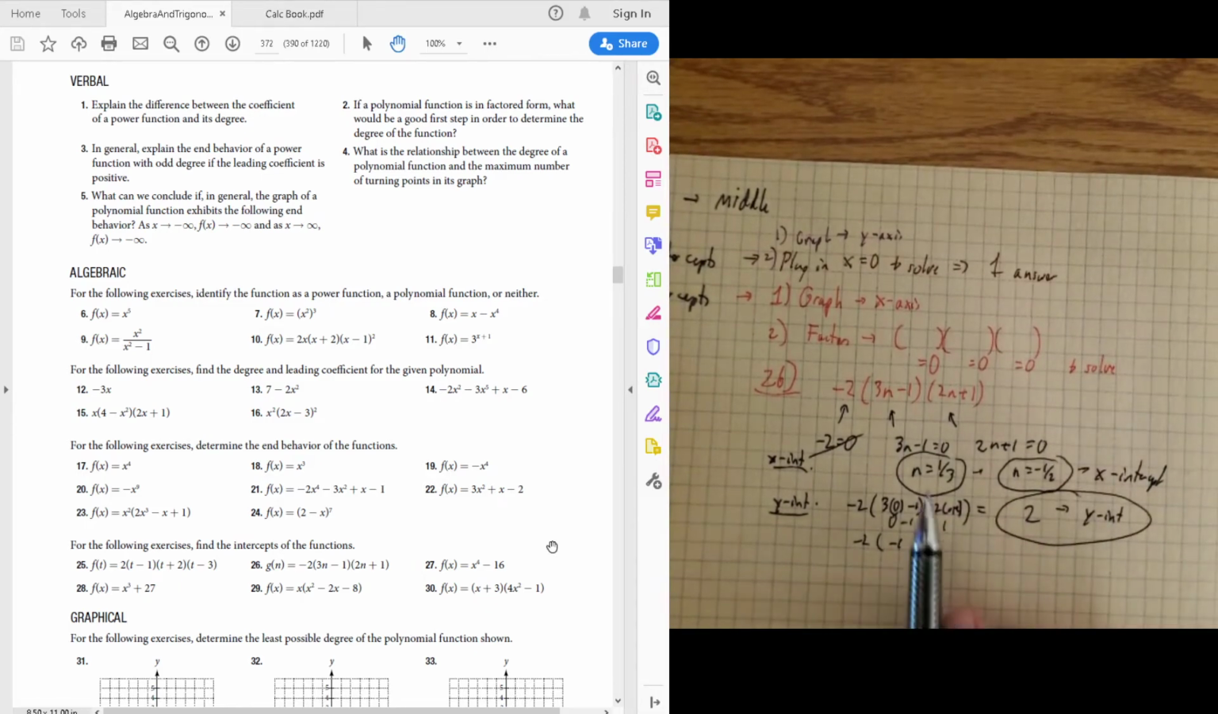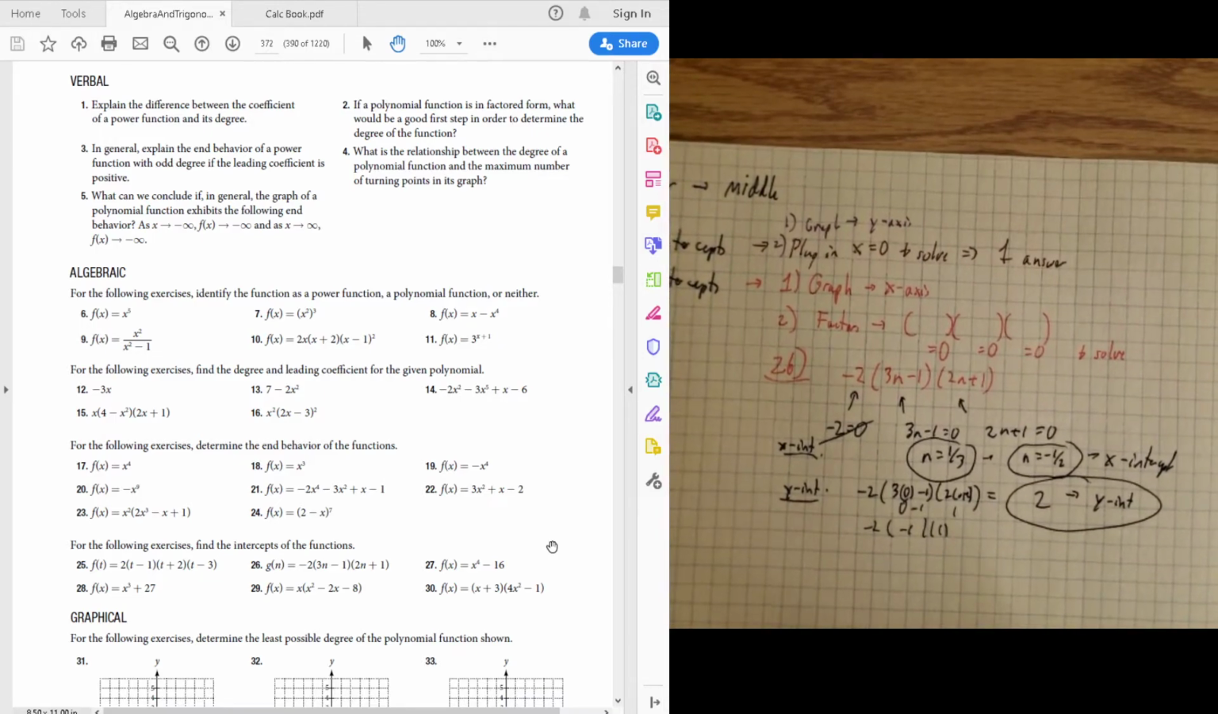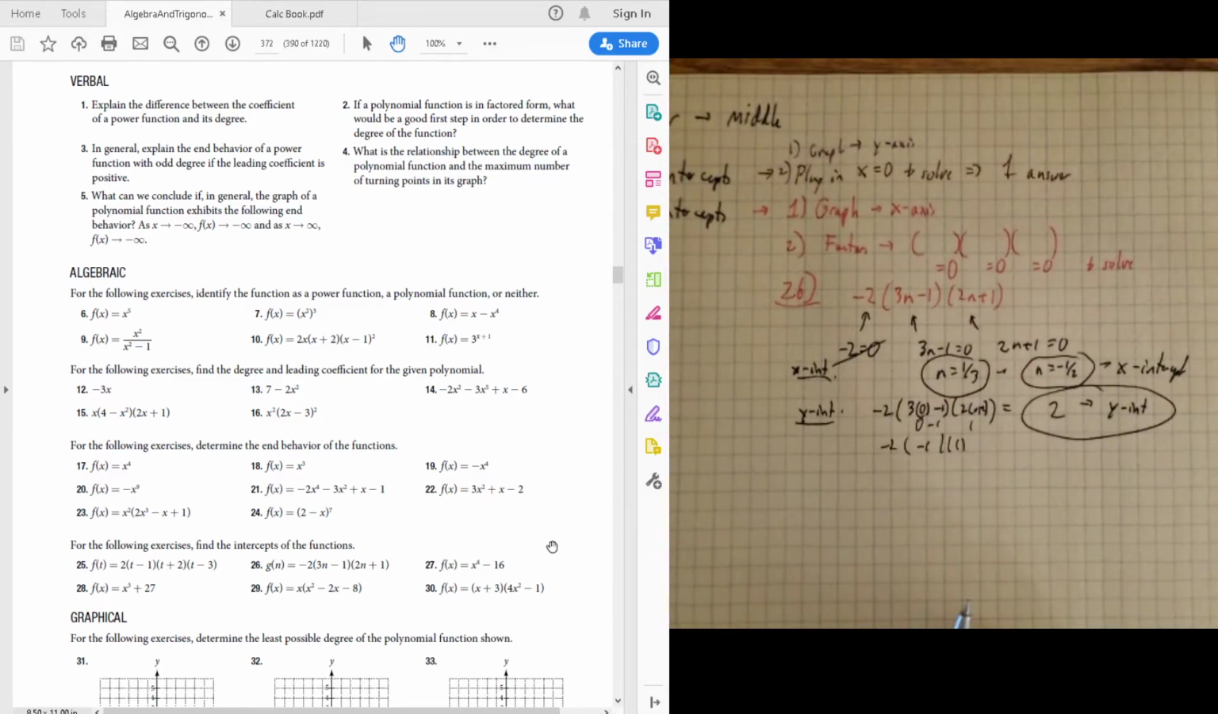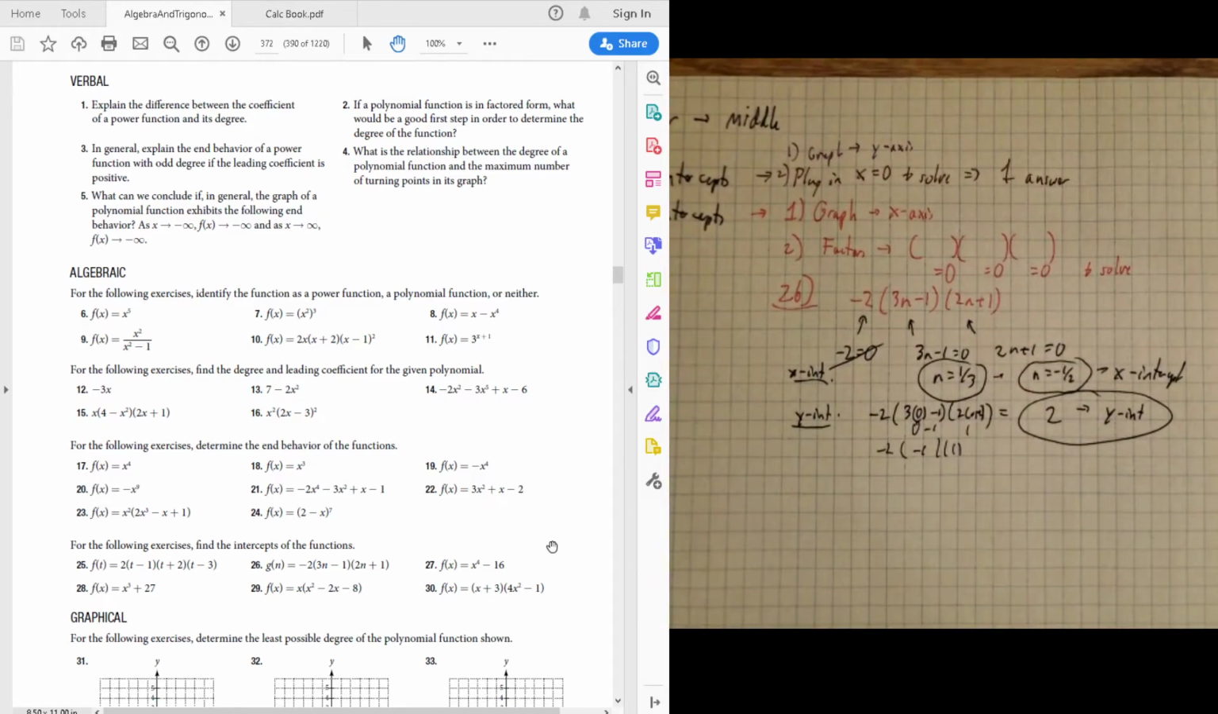So in this case, I have 2 x-intercepts and 1 y-intercept. And I find them by radically different methods. Okay? But notice that they all fit into this, can I factor it form.